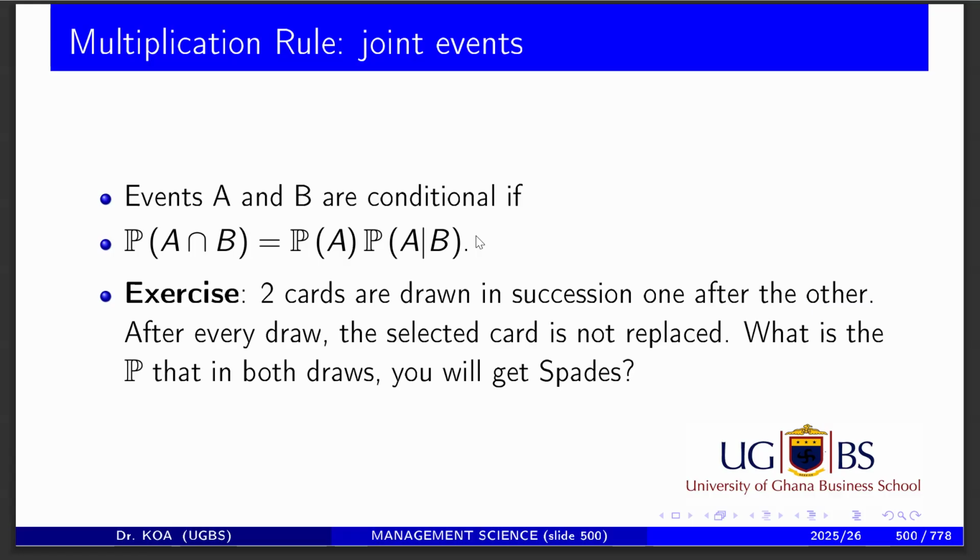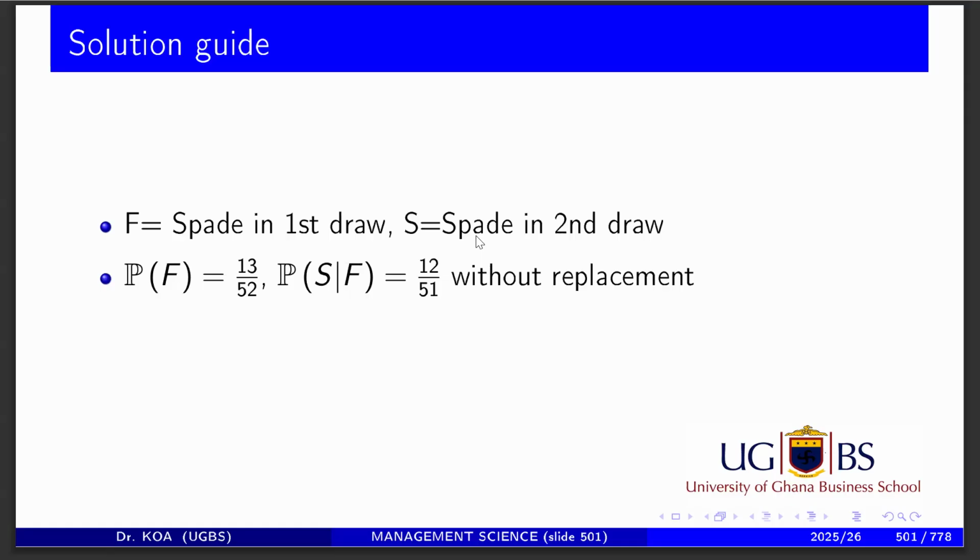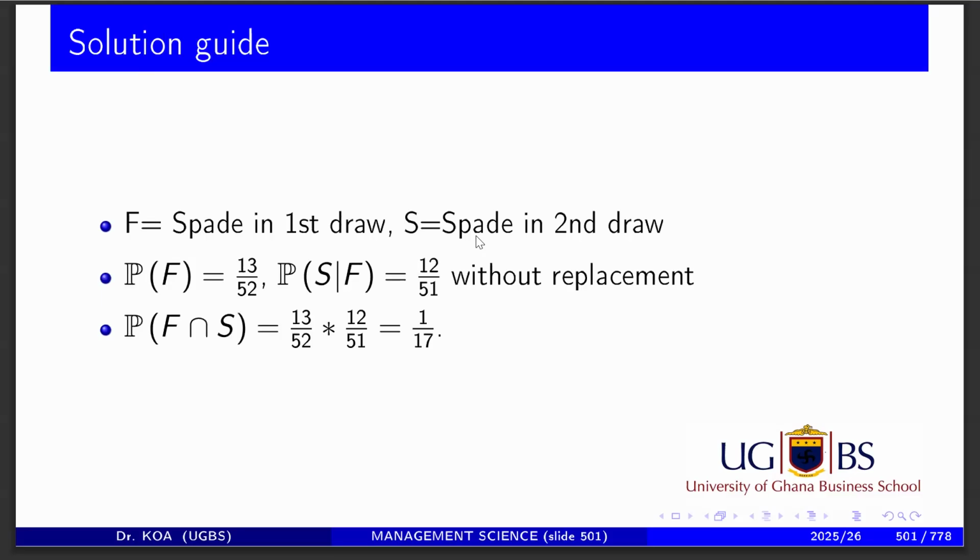Are you here? I know some of you are lost. I'm here. All right. Ask questions. So now what we are looking for is the probability that in both draws you get a spade. What will you do to the two? Multiply. You multiply, you don't add. When you do that, you're going to get 1 over 17. Who is not clear?